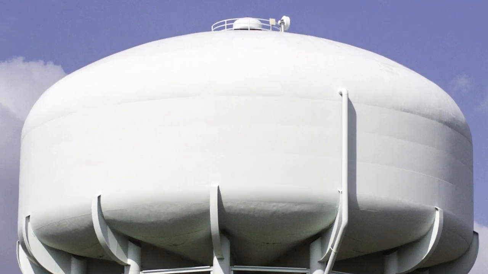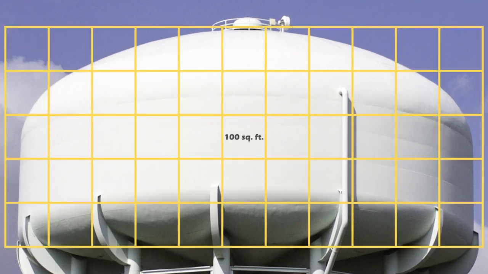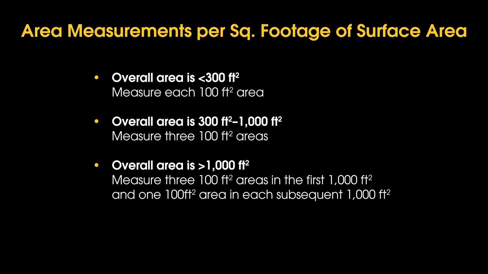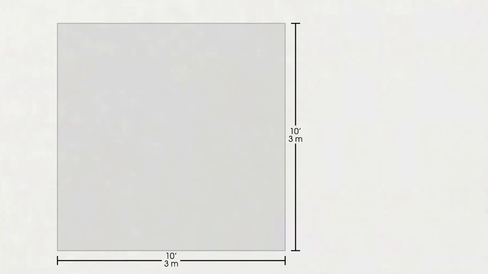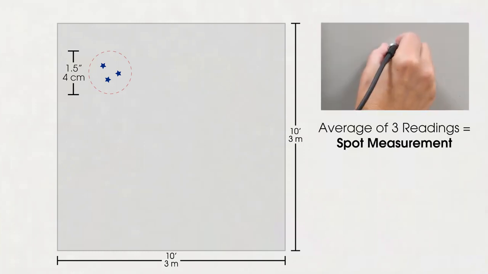Begin by dividing the inspection area into 100 square foot areas. Depending on the size of the area, some or all of the 100 square foot areas are measured. For each 100 square foot area being measured, take at least 3 readings in a 1.5 inch diameter circle and average together. This is referred to as a spot measurement.